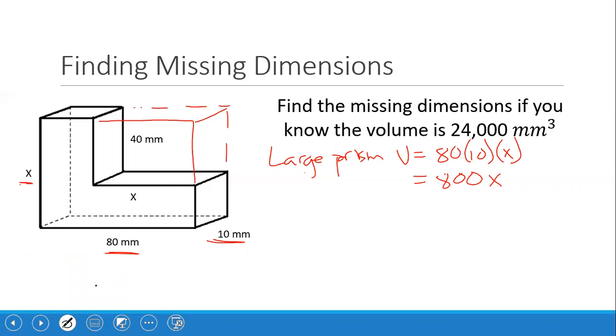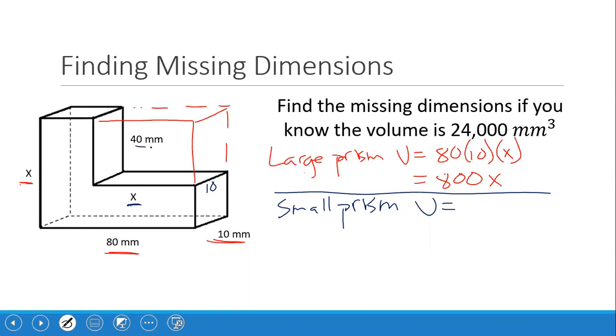Now, if I look at this addition that we had, the small prism, I need to know the length, the width, and the height for its volume. Well, I've got the length here, I know the depth is 10, and I know the height is 40. So I have a 40 by 10 by x, which would end up giving us 400x for that volume.